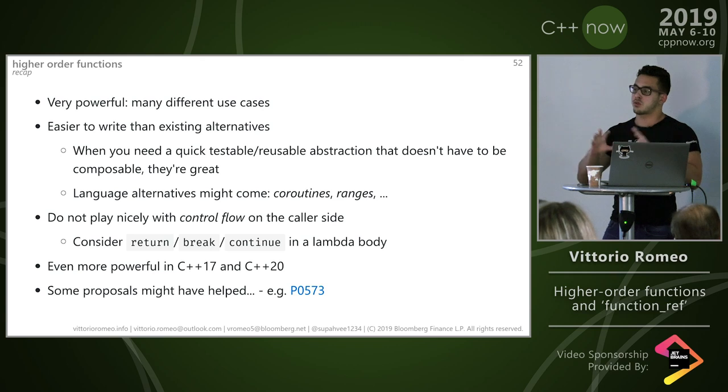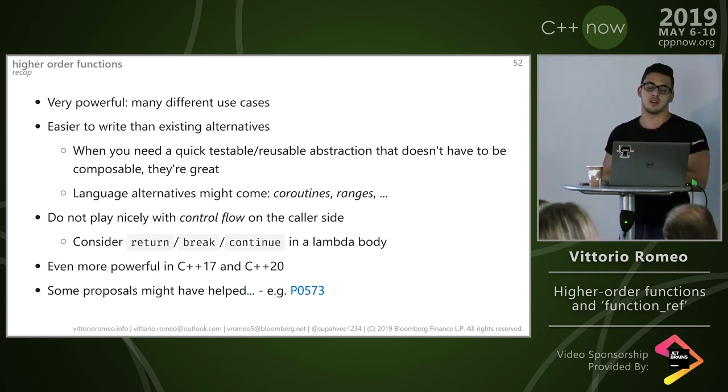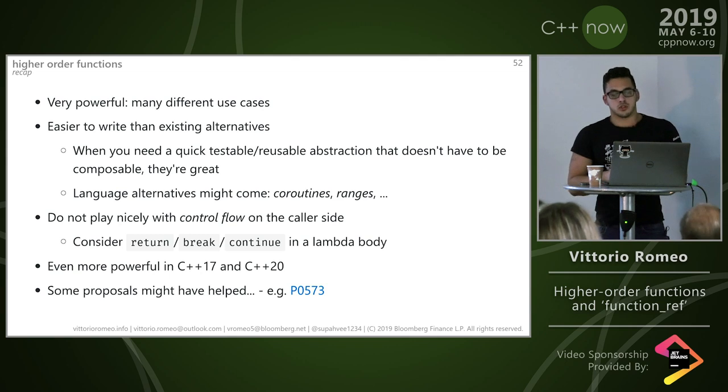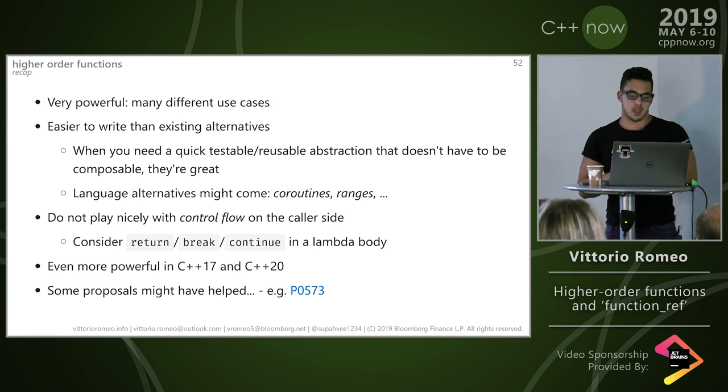Otherwise, if you need something that makes your code more readable, better, and have less repetition, then this can be the best choice. And also, language and library alternatives might come. So coroutines might supersede higher order functions for asynchronicity, and ranges might be better for dealing with sequences.